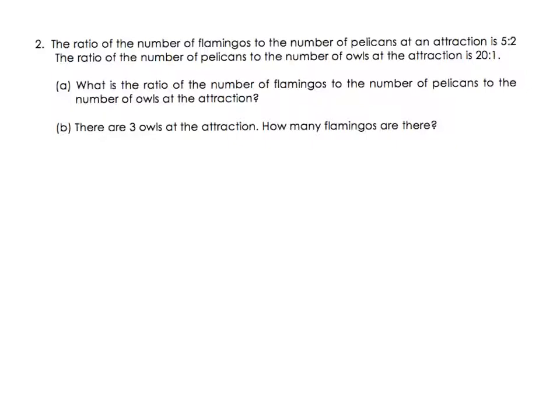Now obviously this puts a wrench in our thinking because modeling using the different values here seems to be quite difficult. 5:2 for flamingos and pelicans might be easy to draw, but 20:1 for pelicans and owls might be more challenging. But one thing we should take note of is that there are only 3 types of animals being talked about in the attraction. The first one are the flamingos. The second one are the pelicans. While the third one are the owls.